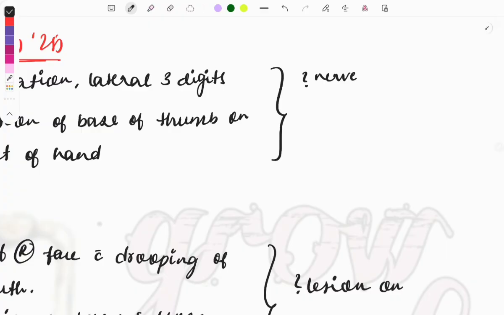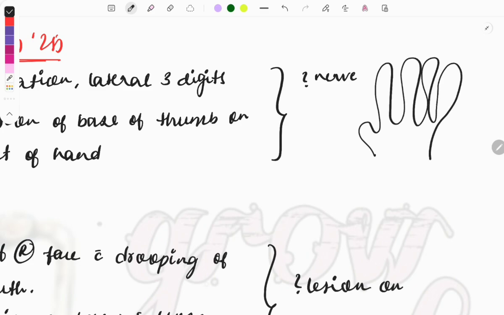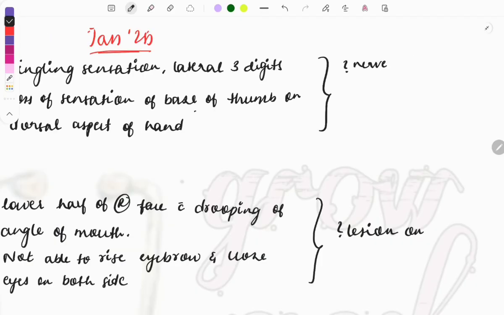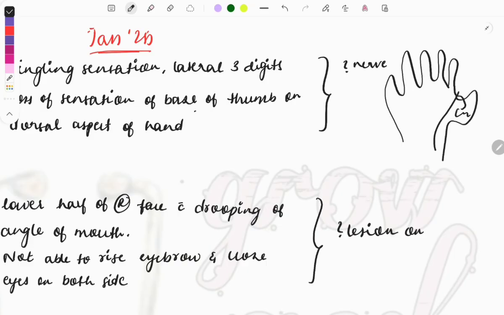If we look at this, this is a rough diagram of the hand, and we know the nerve supply of the hand. Like this, these are the digits 1, 2, 3, and this is the thumb, this is the little finger. The thumb will be involved in radial nerve injury because this area is supplied by the radial nerve, this area is supplied by the ulnar, and this is supplied by the median nerve.